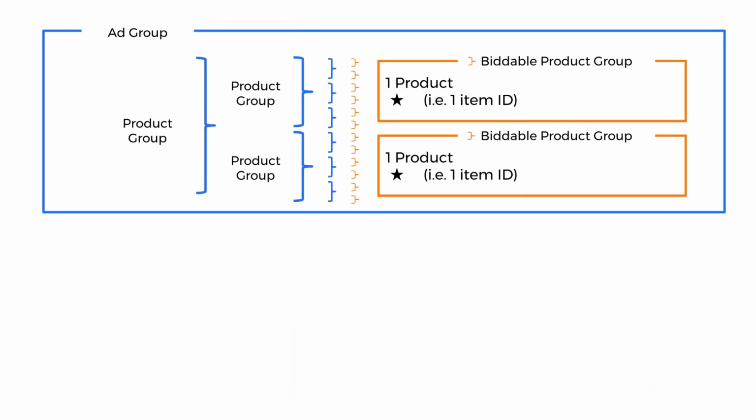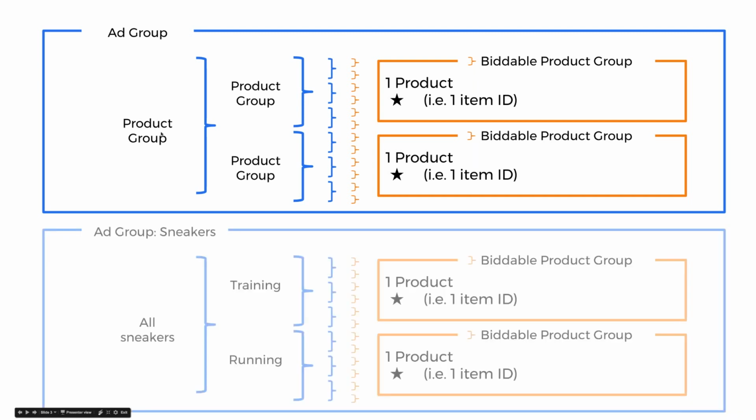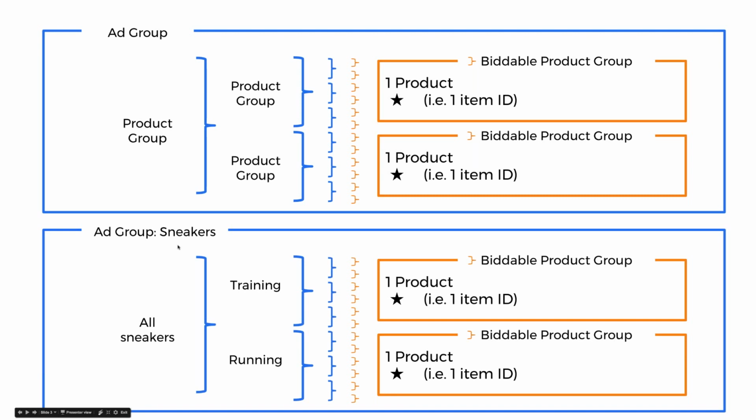Okay, so now you've got your ad groups. Let's go one level deeper. Within the ad group, you're going to want to set up some product groups. What I've marked here on the right in the orange boxes are the biddable product groups. You can see that there are multiple levels of division. So you start with a product group, which in this case might be all of your sneakers. Let me open up the example here. The ad group has all of the sneakers, and then you'd subdivide your sneakers into smaller product groups.